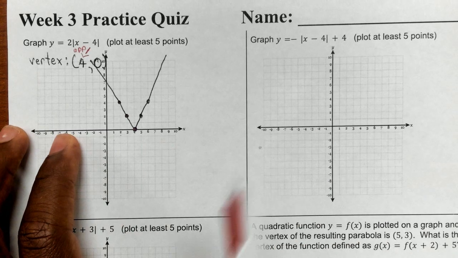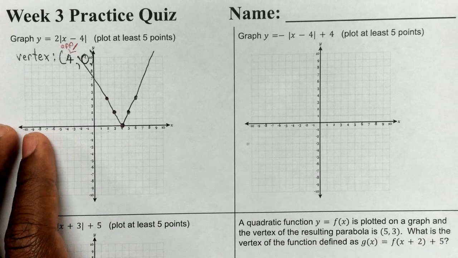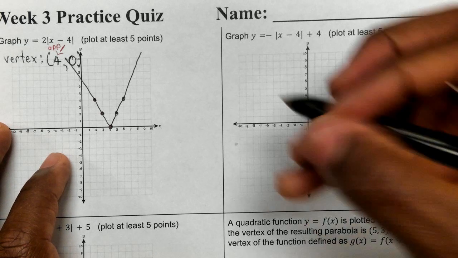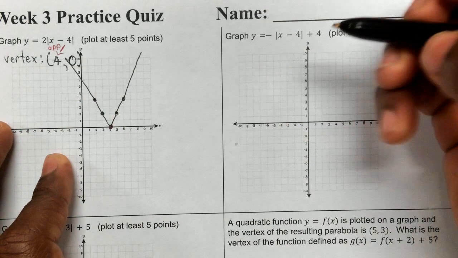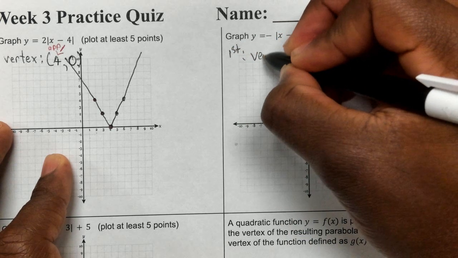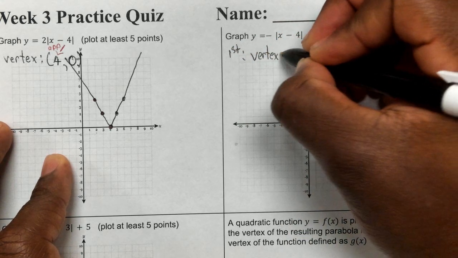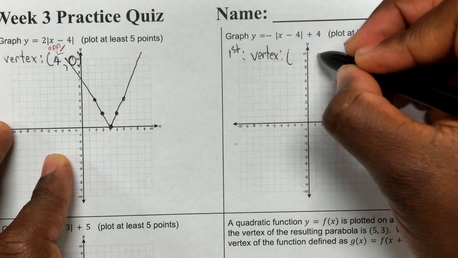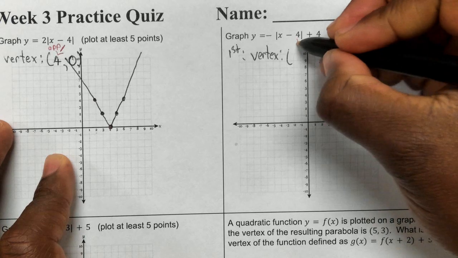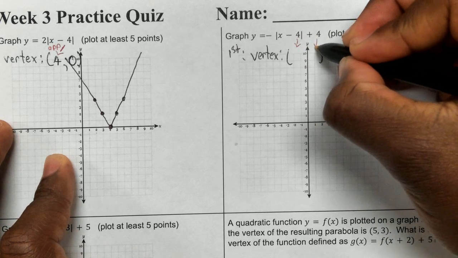Okay? So let's try the next one. So again, first we need to try to find what? The vertex. So first, you need to try to find the vertex. Okay? To find your vertex, you need to look at the numbers on the inside and on the outside of your absolute value. Okay?